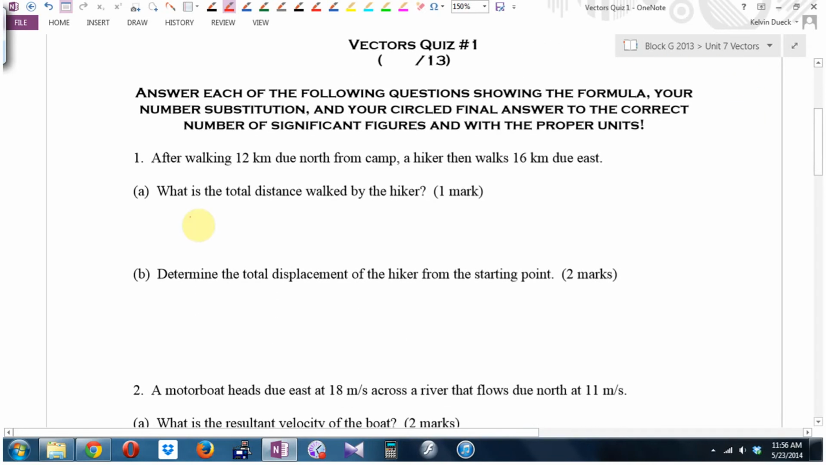Total distance. Distance is a scalar. That's going to be 12 plus 16. That's going to be 28 kilometers. Or if you really wanted to impress me, if you got back to our standard SI units, no one did that, I'm sure, but anyways, 28 kilometers.